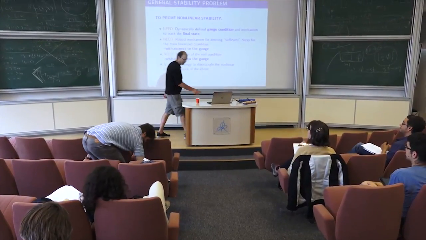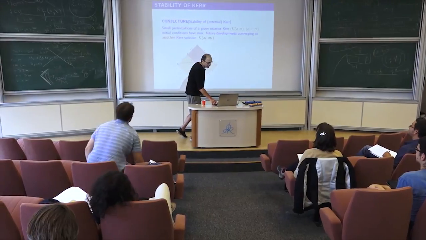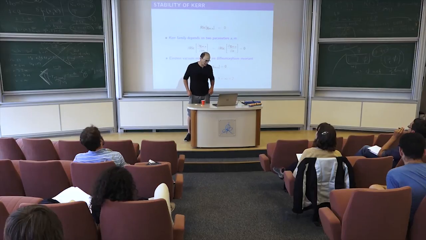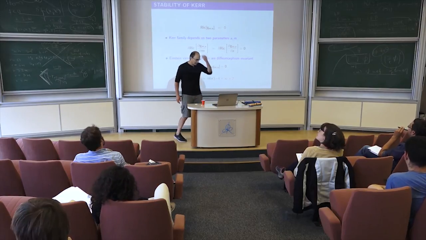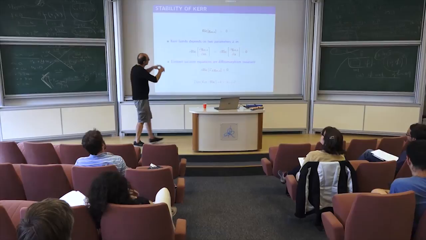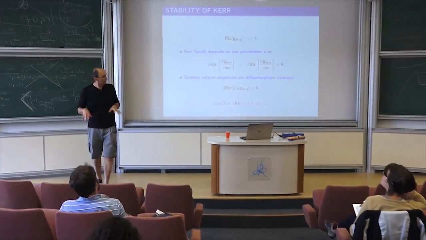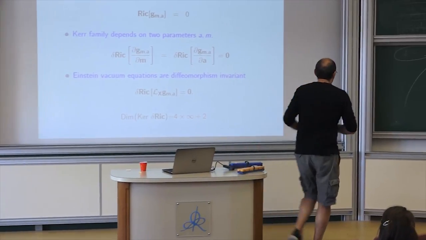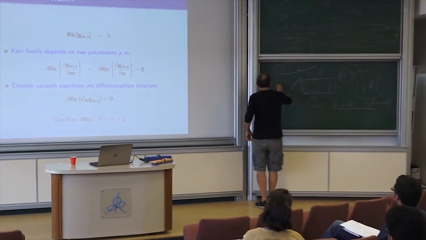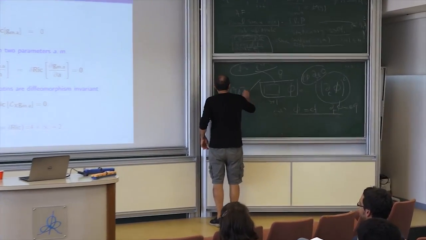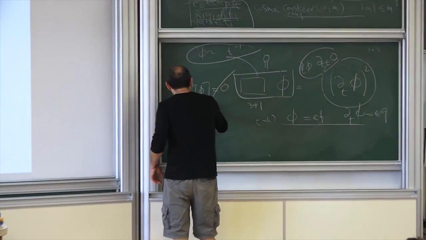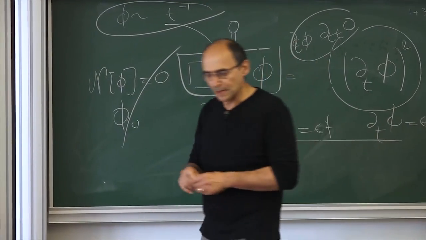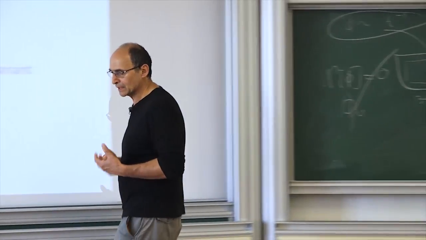So maybe I should finish and continue next time. All I wanted to do is show this slide and then I'll finish. We talked about the general problem, the problem of stability in general. So I had N of phi equal to zero, and I looked at stability around phi zero, and we discussed various types of stability, linear stability and linear instabilities.